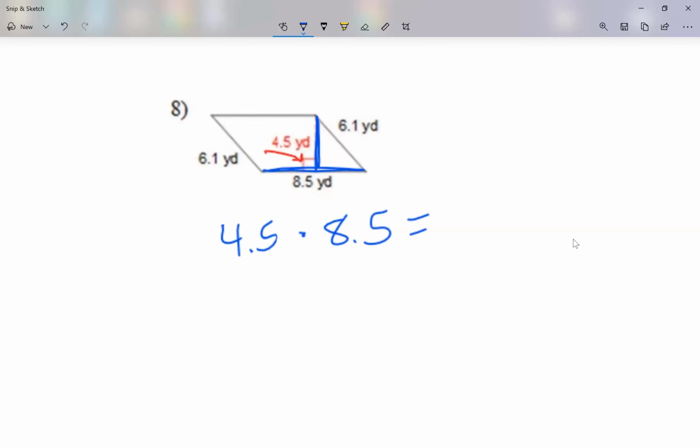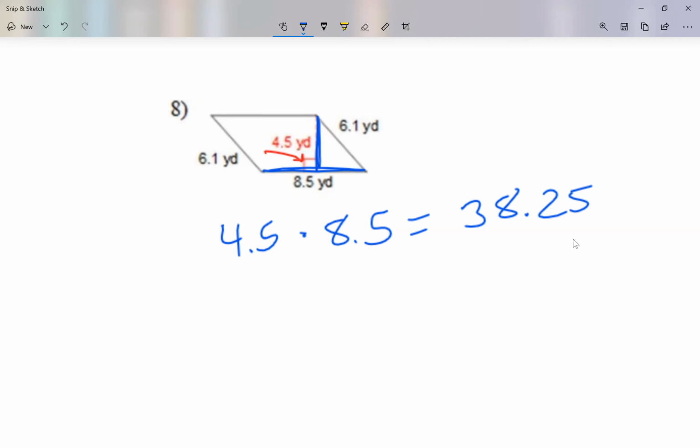Big deal if they're decimals. I'm going to use a calculator anyways. So 4.5 times 8.5, my answer in this case will be 38.25. Nice.